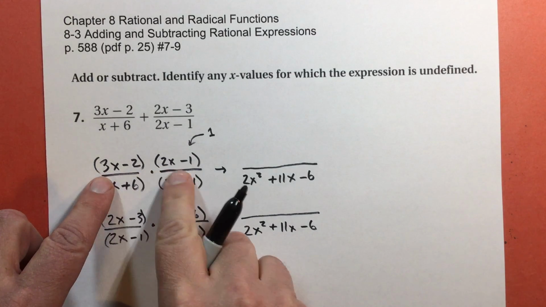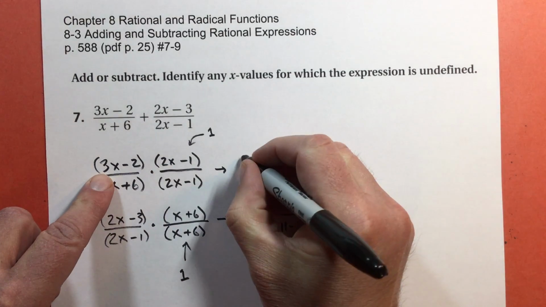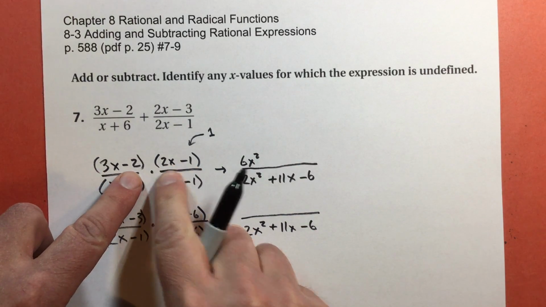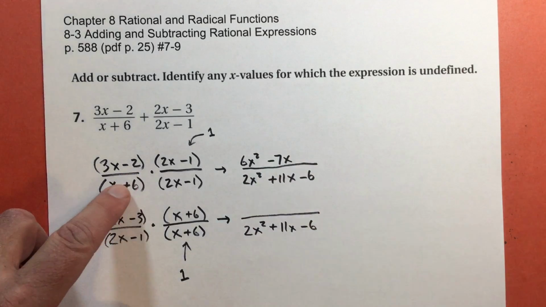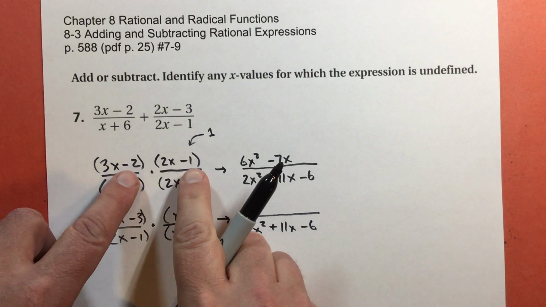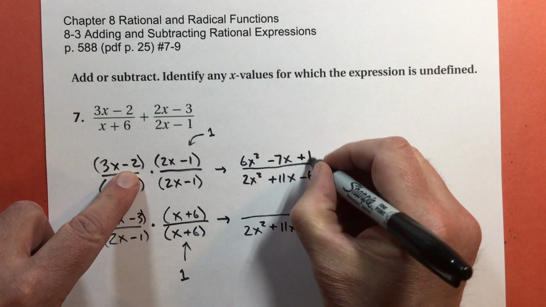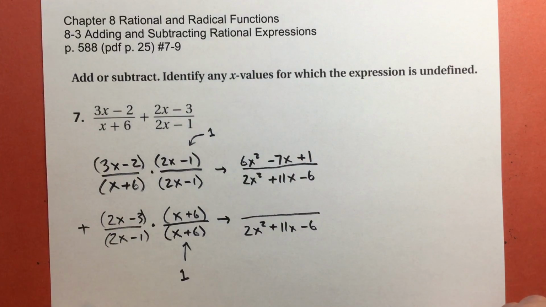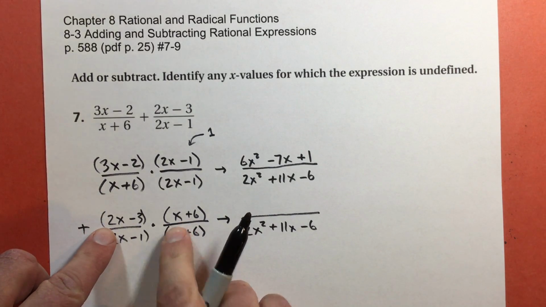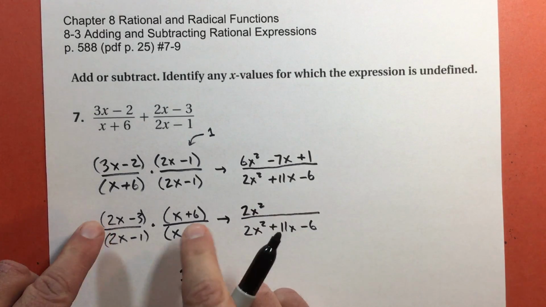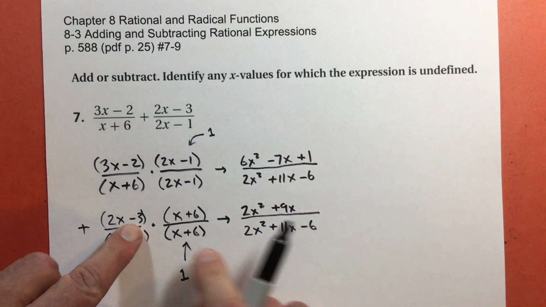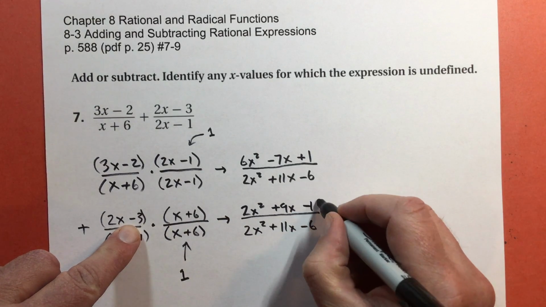Now let's multiply the numerator here. 3x times 2x is 6x squared. Negative 3x plus negative 4x is negative 7x. And again, pause it, make a multiplication chart if you need to see it. I'm doing this stuff in my head. Negative 2 times negative 1 is positive 1. In this numerator, I get 2x times x is 2x squared. I get 12x subtract 3x, which is 9x. And negative 3 times positive 6 is negative 18.